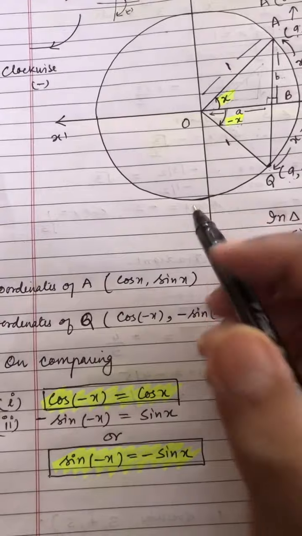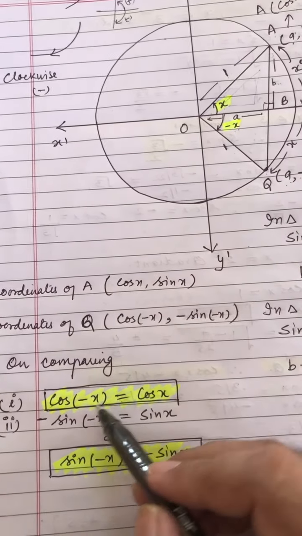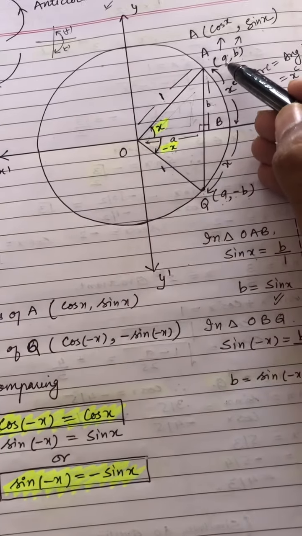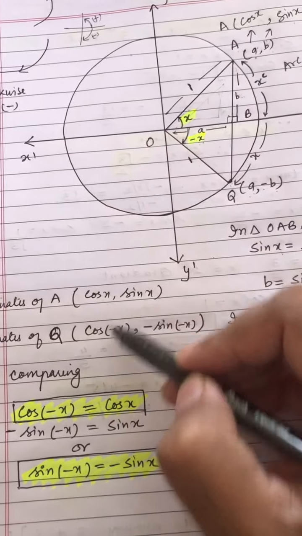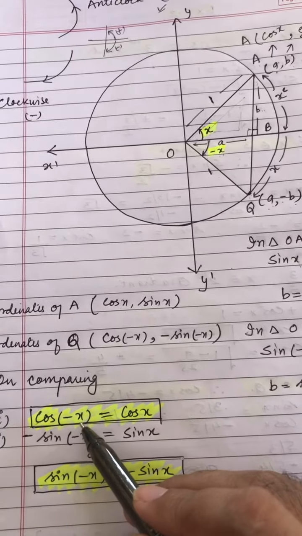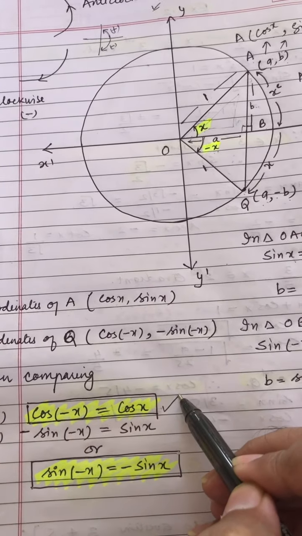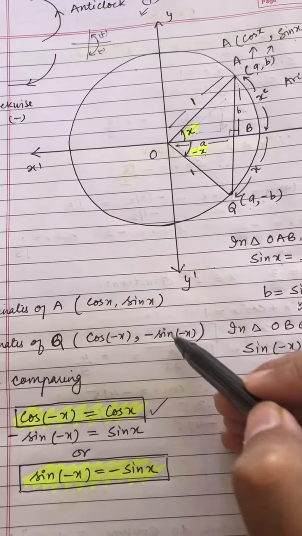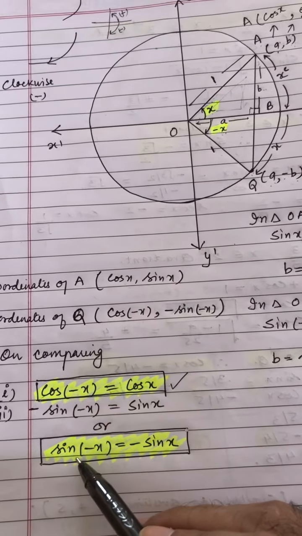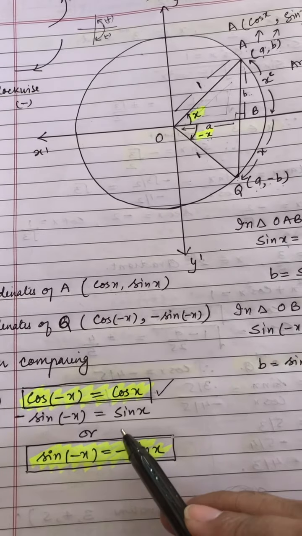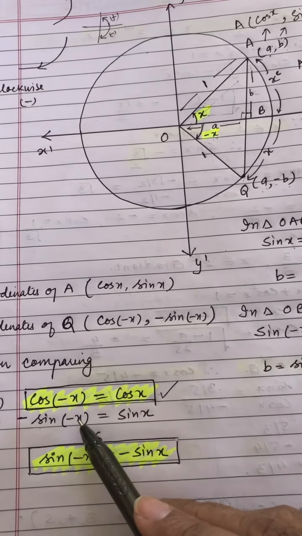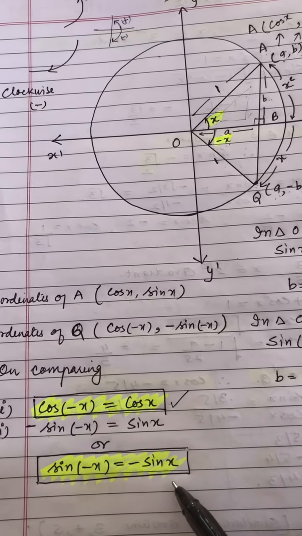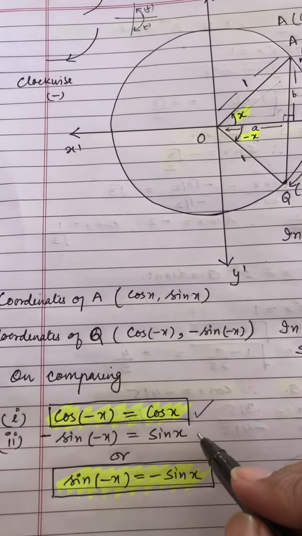Now if I compare them, cos X and cos of minus X, both are the same a and a, so I can compare these two. From here what I get? Cos of minus X equals cos X. This is the first result. Now this is b coordinate and this is minus b coordinate, so we can compare these two. Minus times sin of minus X is equal to sin X, or sin of minus X is minus times sin X. So these are the two very important results.